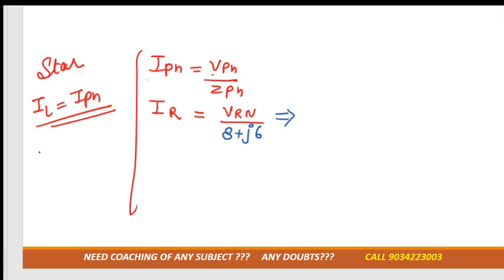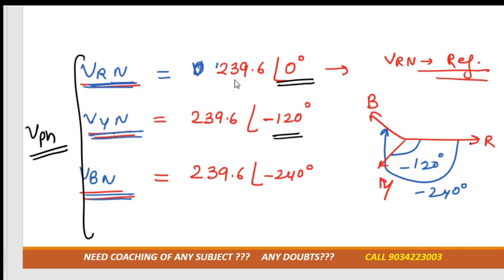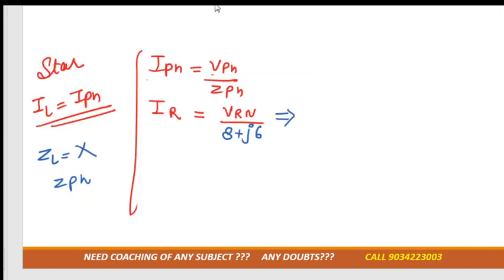No, ZL is not any term. There is not as such any term ZL. We'll always consider it as ZPH only. VRN we calculated above, that is 239.6. Angle is how much? 0 degree. 239.6, angle is 0 degree.